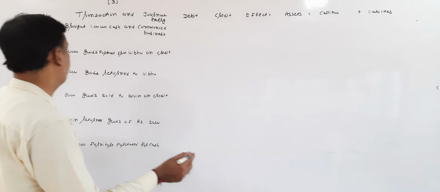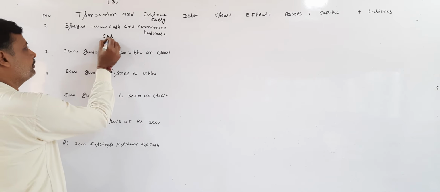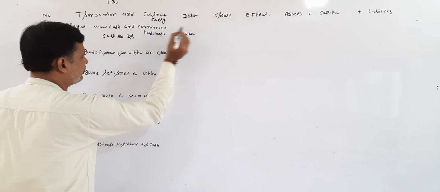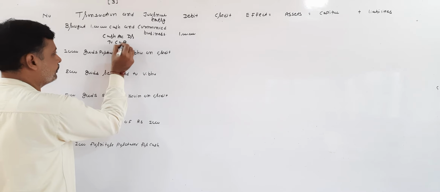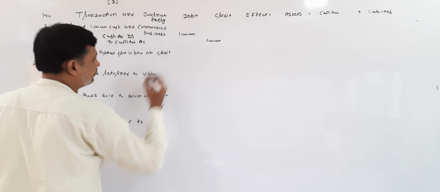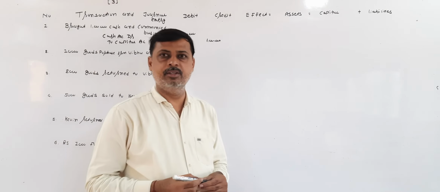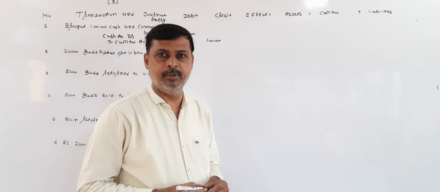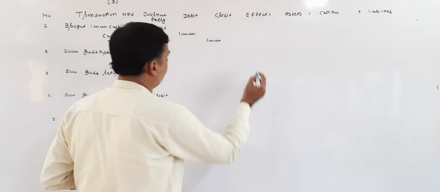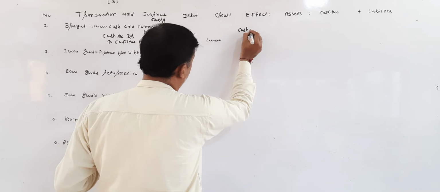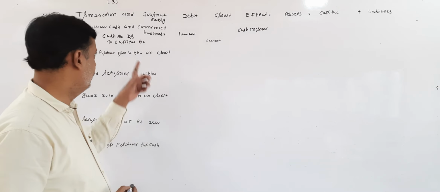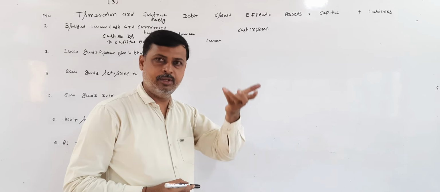So here the journal entry: cash account debit 1 lakh, to capital account 1 lakh. Now effect in our business. So when we brought 1 lakh cash into the business, cash comes in, so cash increased in our business. And 1 lakh capital brought into the business, so capital is also increased in our business.